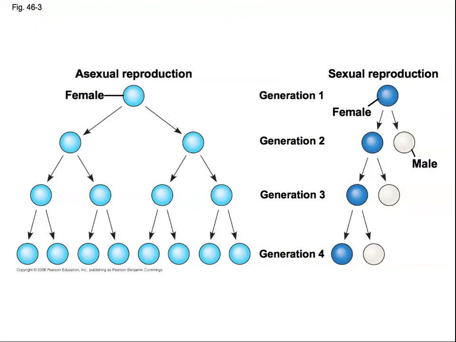And also the conditions vary. If things are good, asexual reproduction can be the way to go. Dominate the resource. If things start getting sketchy, you better start reproducing sexually because you want someone to survive.